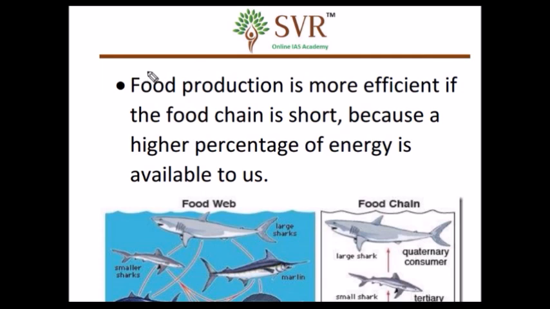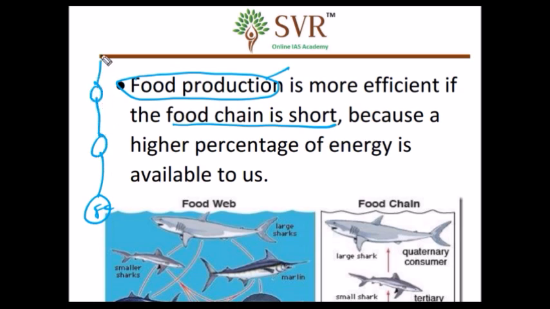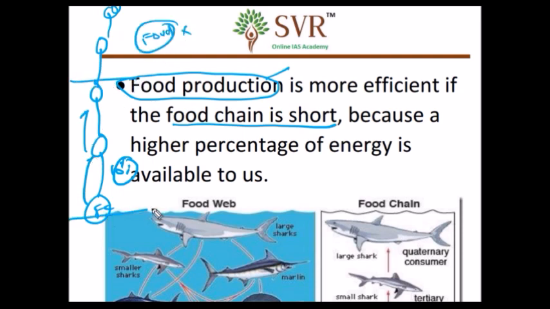Food production will be maximum and efficient if the food chain is short. If the food chain length is big, meaning first trophic level, second level, third link, fourth link, fifth link, only 10% of the energy is transmitted from one link to another link. So if you go to the higher level, less energy will be available. So food production and usage is less efficient. To be more efficient, the food chain should be short.